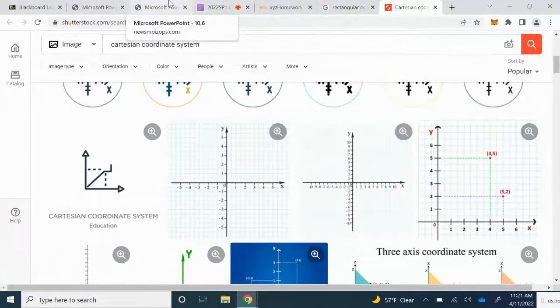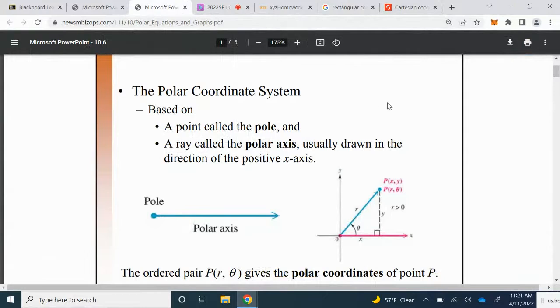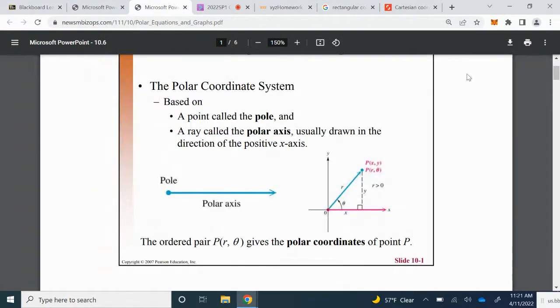We also have what is called a polar coordinate system, right? And a polar coordinate system is based on a point called a pole. So here we just have a point, and that point is called a pole. A ray is called the polar axis and is usually drawn in the direction of the positive x-axis.